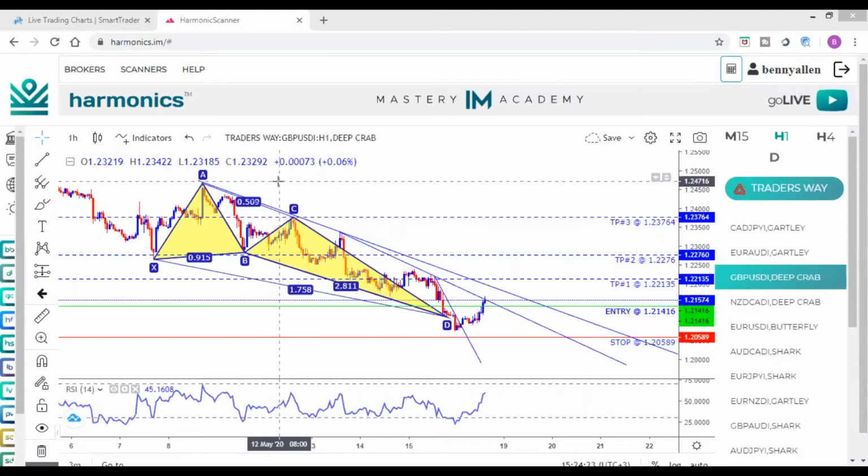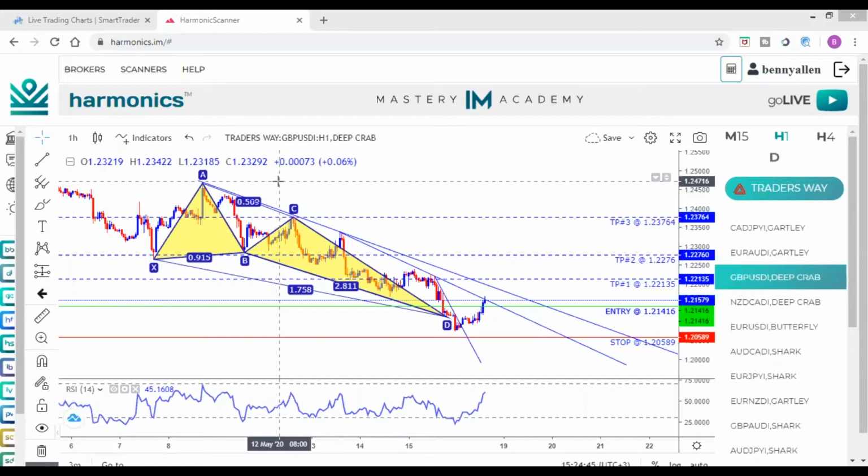Hey everybody, Benny Allen here, top trader with IM Mastery Academy. Just checking in, taking a look at the pound dollar 1 hour time frame. Deep crab pattern for the buy that the IM Mastery Academy Harmonic Scanner called actually last Friday. We marked up our charts last Friday and we have been waiting on this trade to make the move, and it is doing that right now.